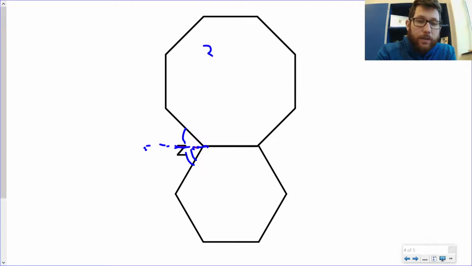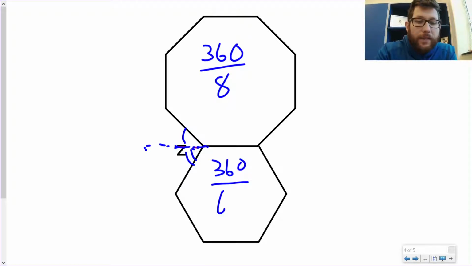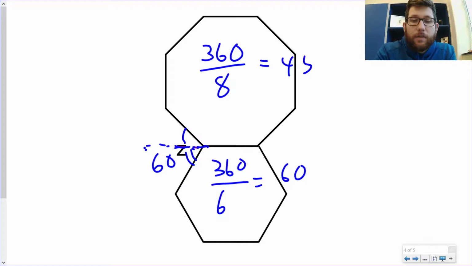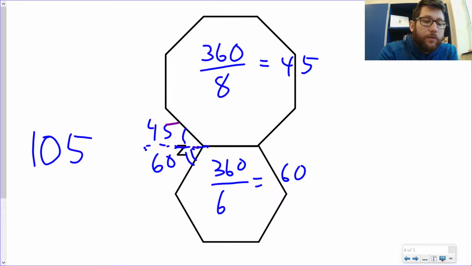So this one is going to be 360 divided by 8 for the exterior angle, and this one's going to be 360 divided by 6. So that comes out to 60 degrees for this exterior angle. 360 divided by 8 comes out to 45, so that's going to be this angle right here. And then I'm going to add these up. So 45 plus 60, I end up with 105.